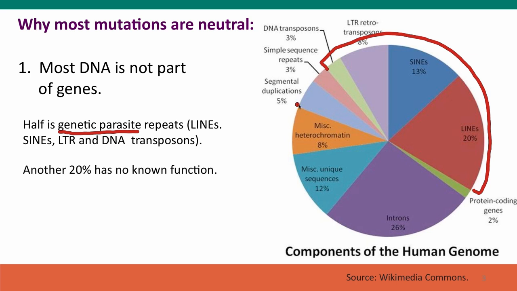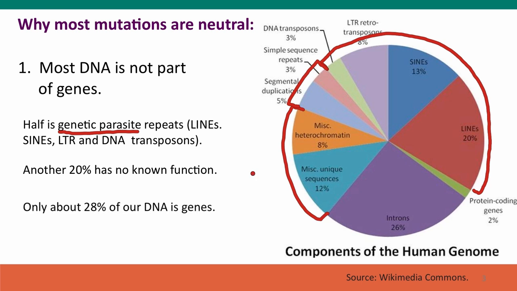So another 20% of our DNA here is sequences with no known function that's not genetic parasites. There's also a chunk here, about another 10%, that's repeated sequences like the genetic parasites, but these sequences don't actually look to be parasitic sequences. They're just repeats that don't have any known function. So only about 28% of our genome is genes.